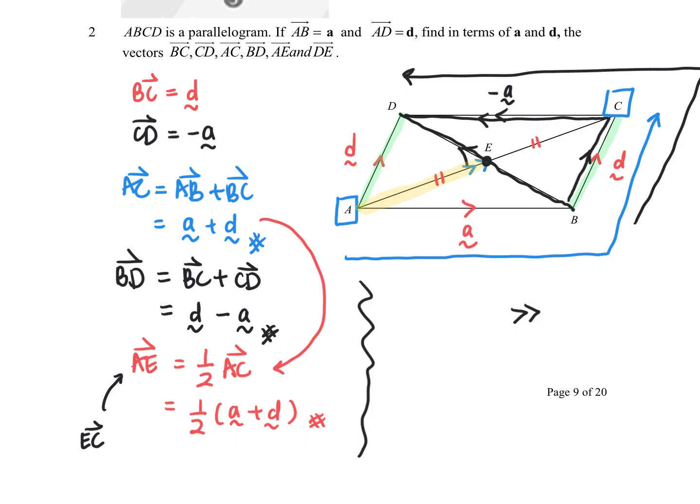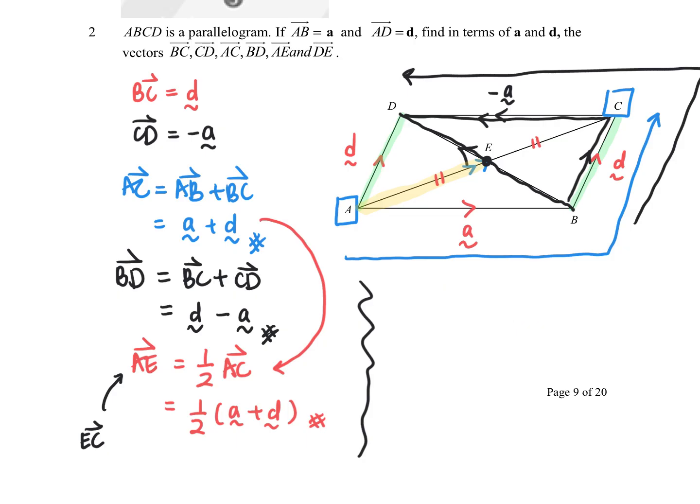Because I never changed the direction. It's AD and BC. If it's CD, then I must reverse. I must put minus D. You mean this one? This one is AB, right? But if I go DC, it's A. But now I'm going CD, opposite direction.